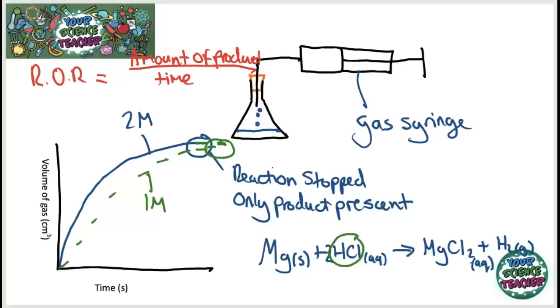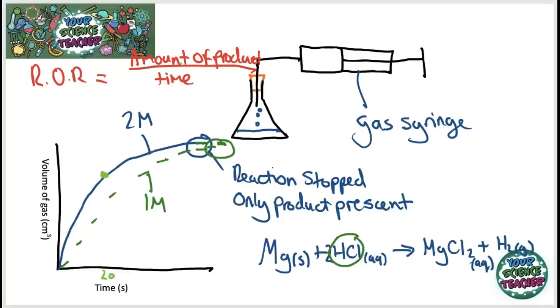So if I look at my 2 molar rate graph, if I want to find the rate of reaction at, say, for example, 20 seconds, because it's not going to be the same rate of reaction all the way through my reaction because of the fact that the amount of reactant is changing, isn't it? So the reaction is going to get slower over time. So what you need to do is you need to draw a tangent to the line.